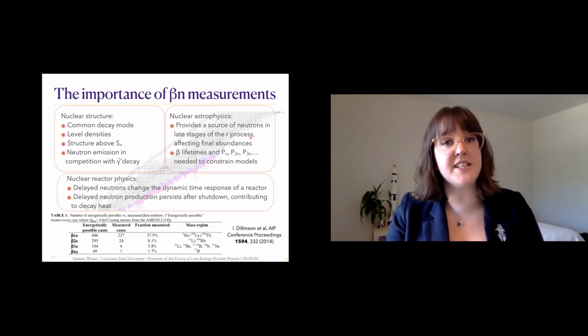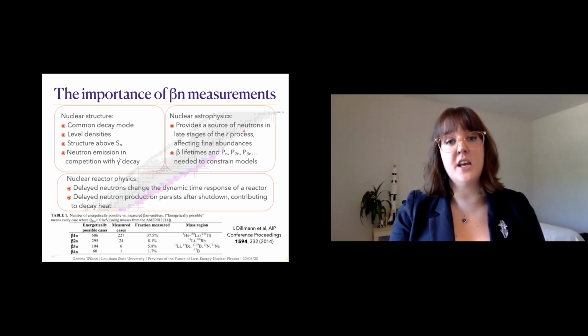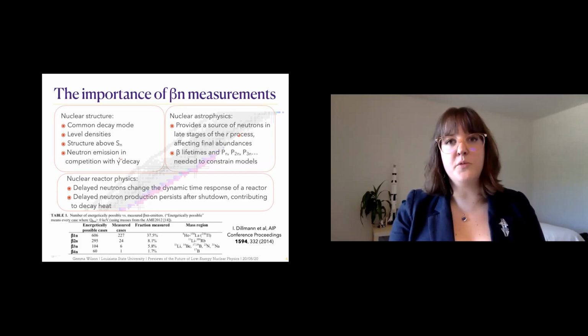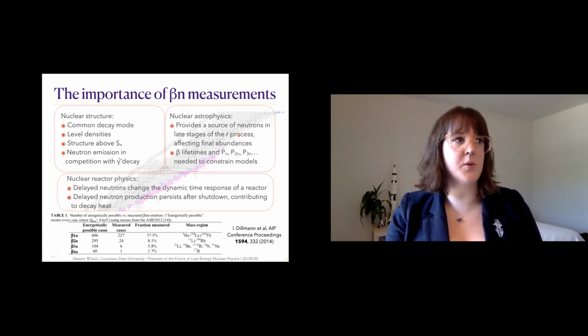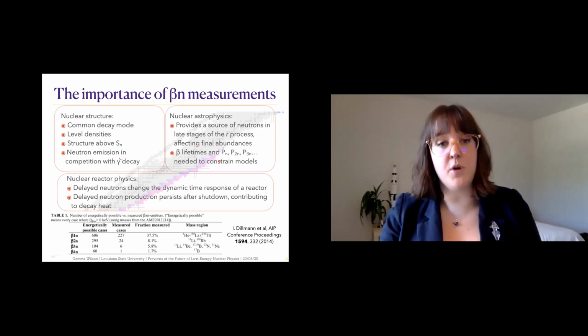And in nuclear astrophysics, it provides a source of extra neutrons in the late stages of the r process, which do affect the final abundances after the sources of neutrons have already extinguished. For nuclear astrophysics, having beta lifetimes as well as the probability of 1 neutron emission, 2 neutron emission, etc., is really important to constrain models.